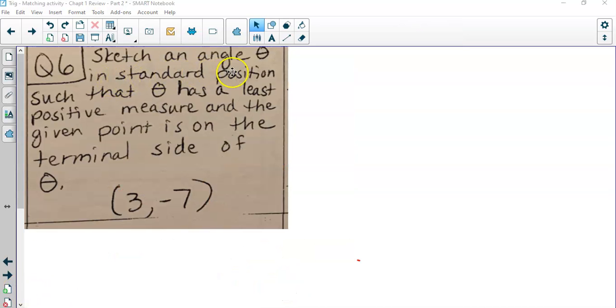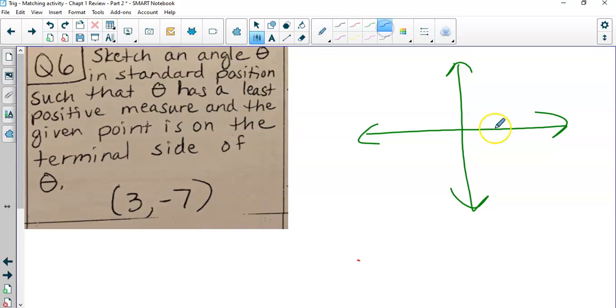So this question says to sketch an angle in standard position such that theta has a least positive measure, and the given point is on the terminal side of theta. So I'm going to start by sketching out the angle. So here's your starting side. The initial side is over here. I'm going to draw the point 3, -7, which is over 3 to the right and down 7 approximately. So again, +3, -7 would be down here.